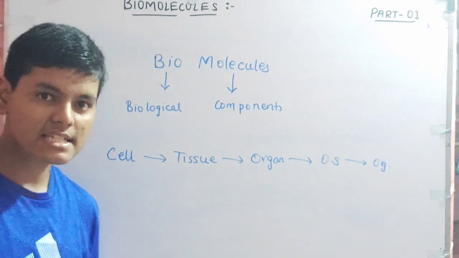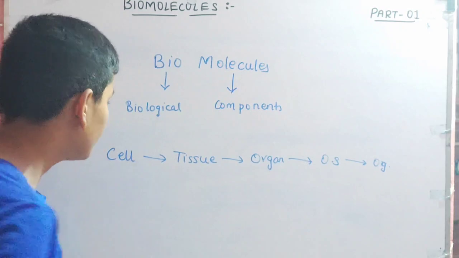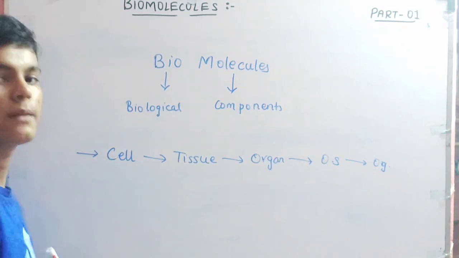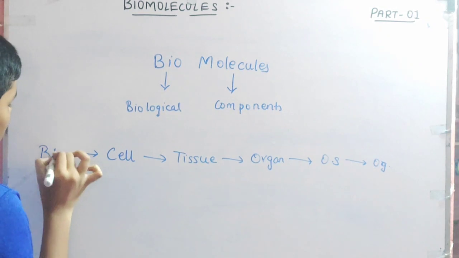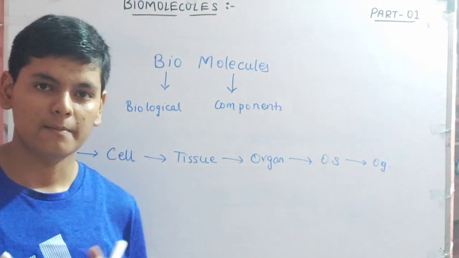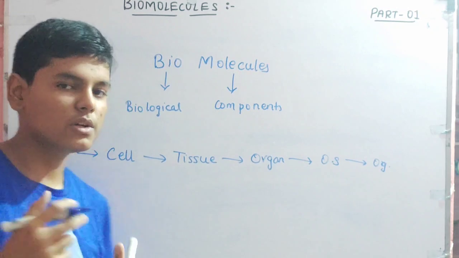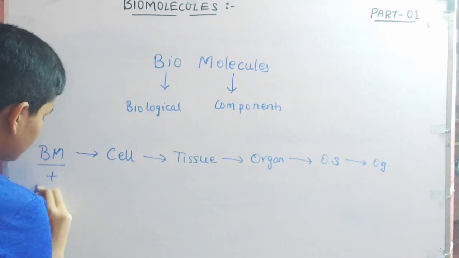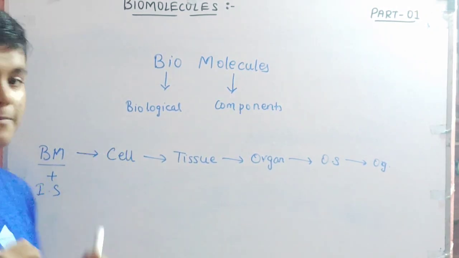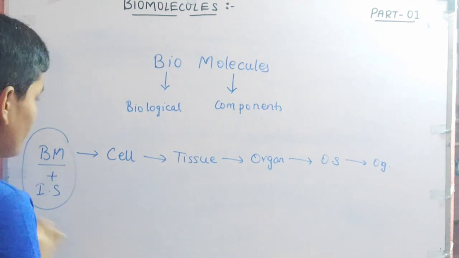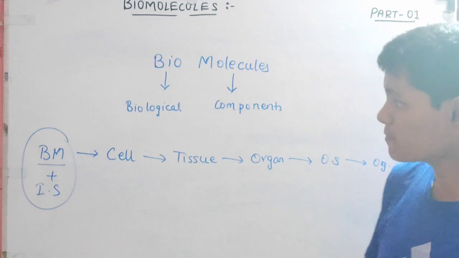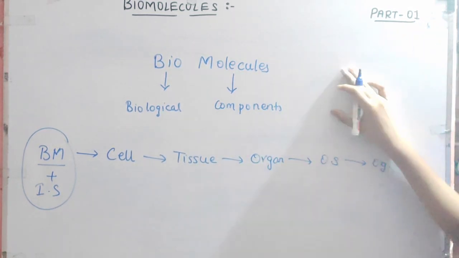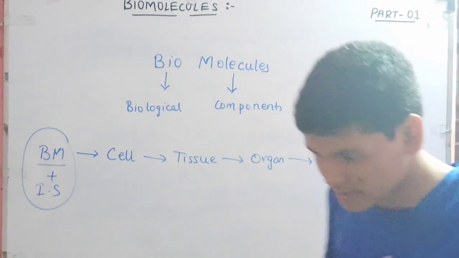Now in this chapter of biomolecules we will be learning what forms a cell. What forms a cell? These biomolecules form the cell. Not only biomolecules, plus some inorganic substances form this cell. These things form cell, which forms tissue, organ system to the organism. This was the basic introduction to what is biomolecules.